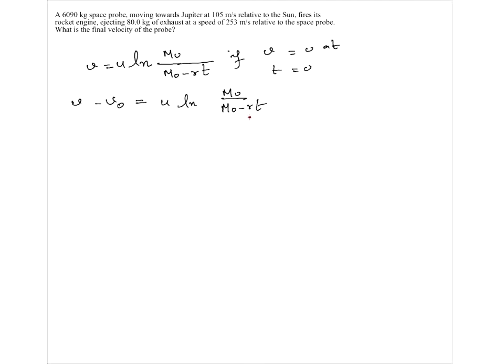That's good. Ejecting 80 kilograms of exhaust. That means RT is 80. Just put the numbers and see what answer you get. Any questions? Let me know. Well, the answer I have is around 108.